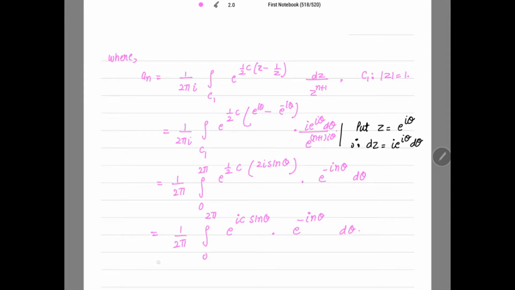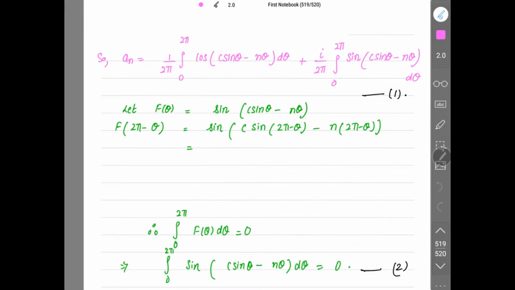The 2 cancels, right? So this is equal to, if you add the powers, 1 over 2π integral from 0 to 2π of e raised to the power, taking i common, (c sin θ minus nθ), dθ. Now suppose we take any other variable, let's say t: e to the power it is cos t plus i sin t. So your t is c sin θ minus nθ.